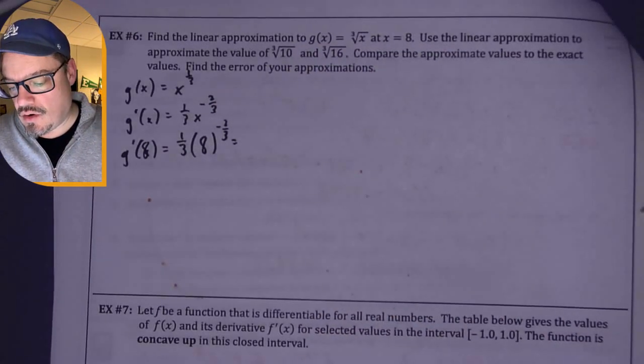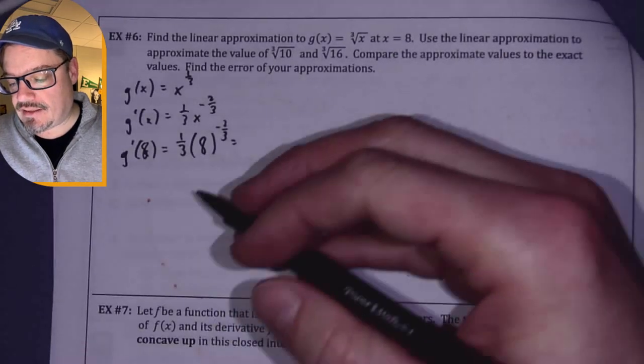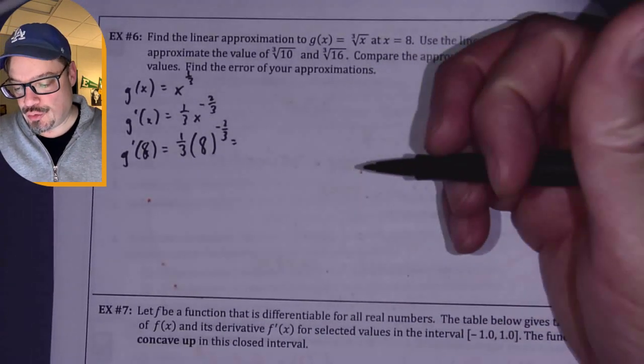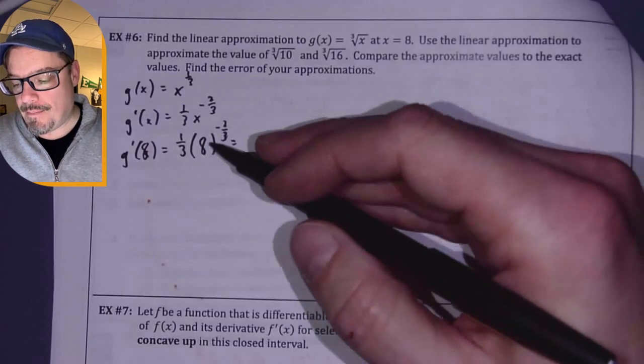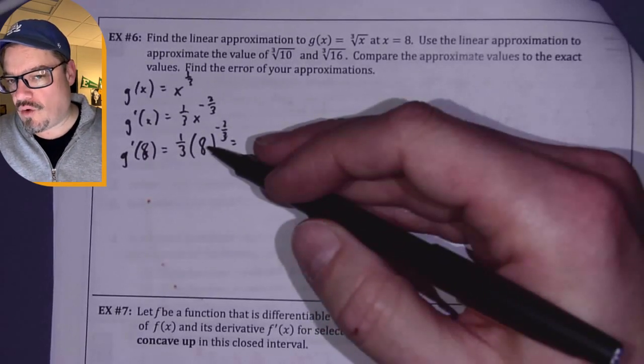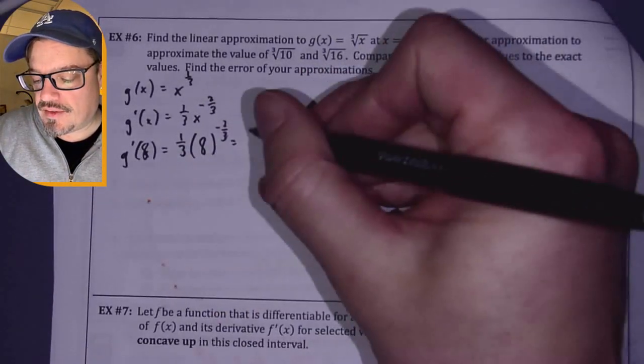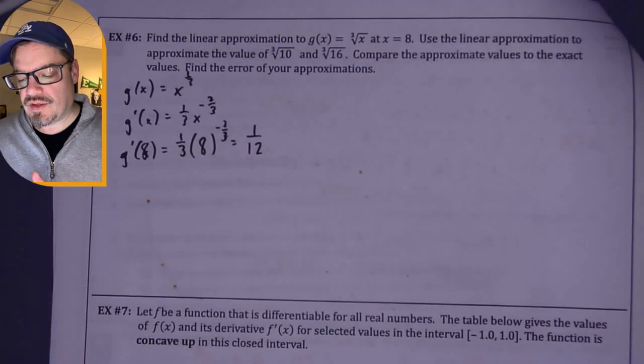All right, so let's see. The cube root of 8 is 2, okay? And then 2 to the second power is 4. But it's a negative exponent, so that's 1/4. 1/4 times 1/3 is 1/12. All right, so that's my slope.